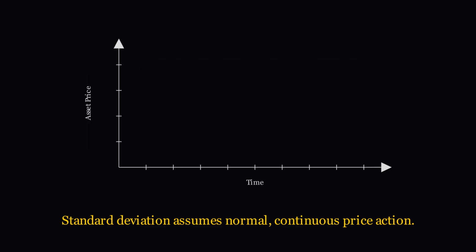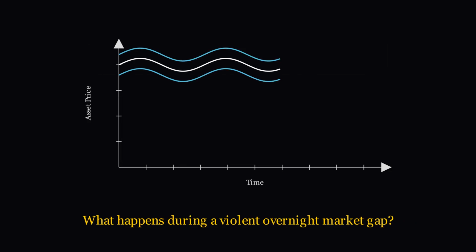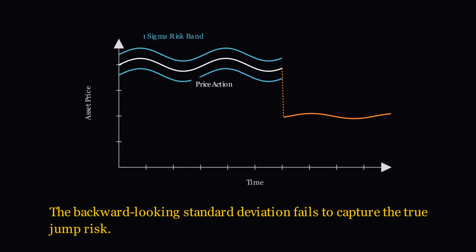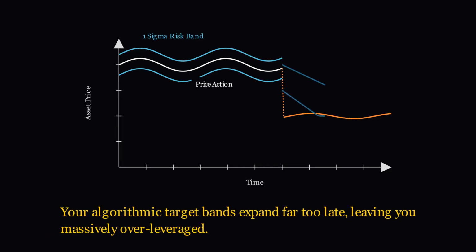Standard deviation assumes normal, continuous price action. What happens during a violent overnight market gap? The backward-looking standard deviation fails to capture the true jump risk. Your algorithmic target bands expand far too late, leaving you massively overleveraged.